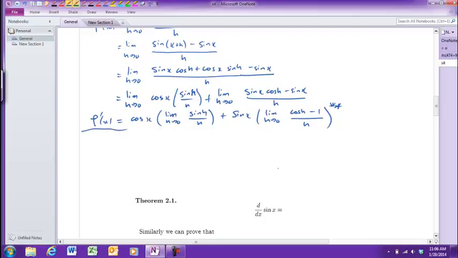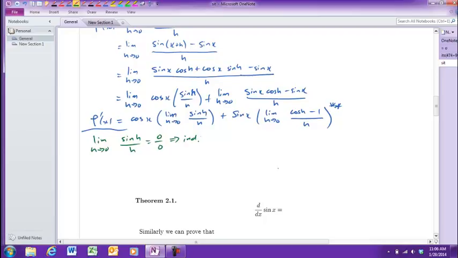So I need to figure out the limit as h goes to 0 of sine of h over h. If I plug in h equals 0, I just get 0 over 0, which is indeterminate, which tells me nothing. So I need to do something else. And normally I would factor or rationalize or combine fractions, but I can't do any of that here. Nothing really works. So what I actually have to use is the squeeze theorem.